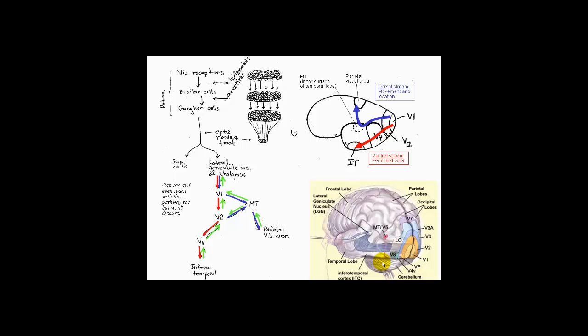But what I want to focus on right now is this downward flow. So receptors to bipolars to ganglion cells. This is all in your retina. And then it's the axons of the ganglion cells that form the optic tract that goes to the rest of your brain. And so this shows these cells funneling down into the optic tract.